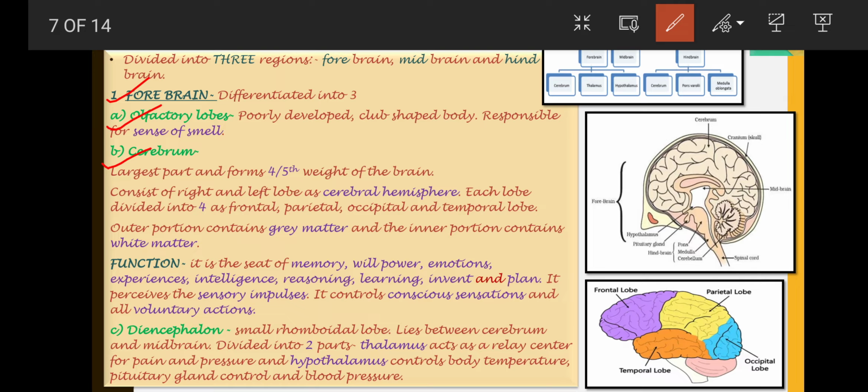It controls conscious sensation and all the voluntary actions. The cerebrum perceives sensory impulses such as pain, touch, taste, smell, hearing, and sight. The conscious or unconscious mind is also located in the cerebrum only. The third part of the forebrain is the diencephalon.